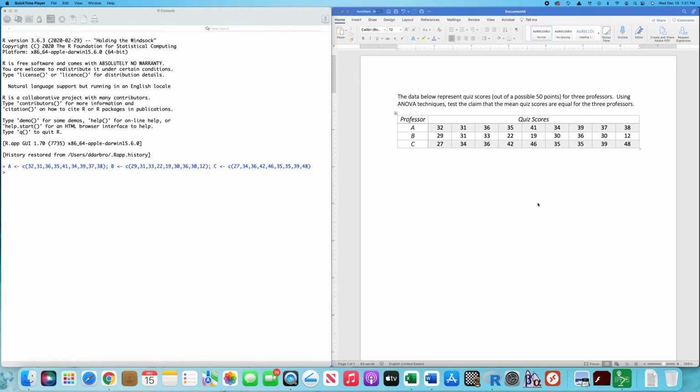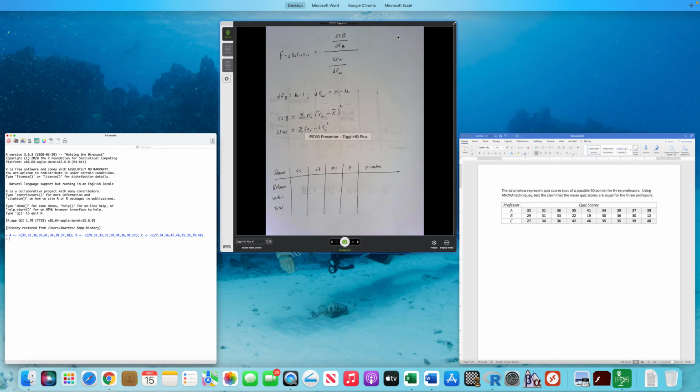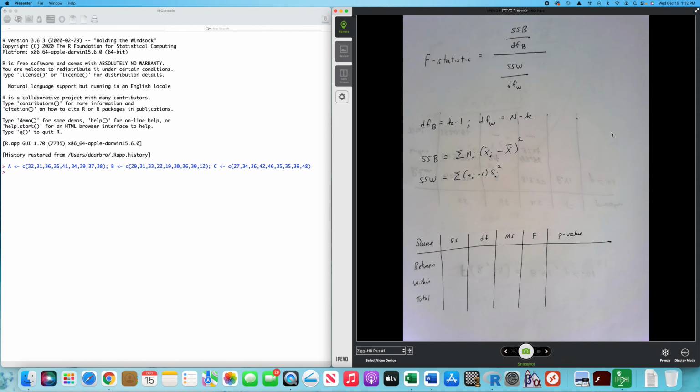Apparently we have three professors, Professor A, B, and C, and we have some quiz scores out of 50 points possible. We have a balanced design, which means that we have equal sample sizes for each professor. And you can see over in R that I have inputted the data a little differently, but that's just the way I did it. So the game plan is to show the calculations.